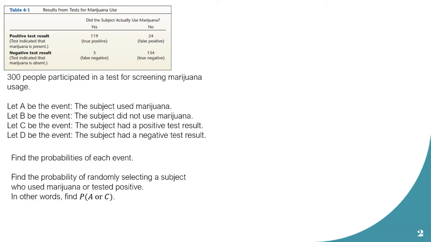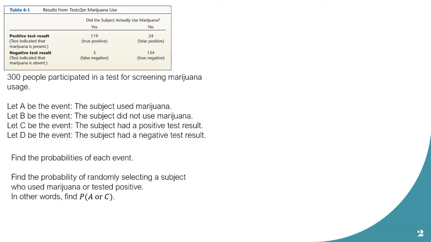So you have 300 people who participated in this test. Some of them actually do use marijuana, some of them do not. Some of the people that took this test received positive test results and some of them received negative test results. One of the main things that stands out with these results is that the fact that you used marijuana does not necessarily mean you will get a positive test result. The fact that you do not use marijuana does not necessarily mean you'll get a negative test result.